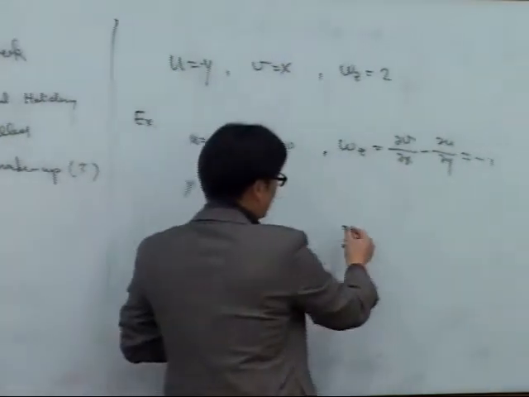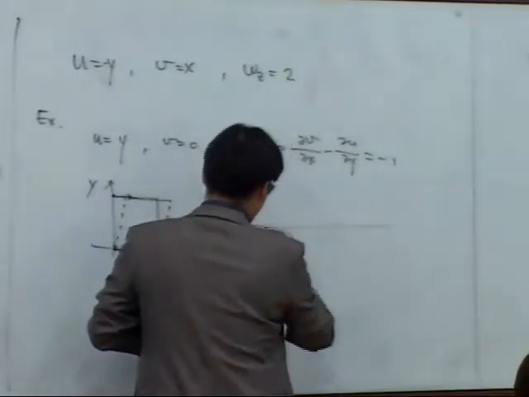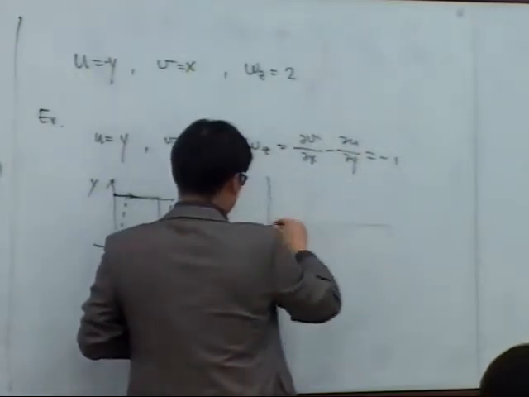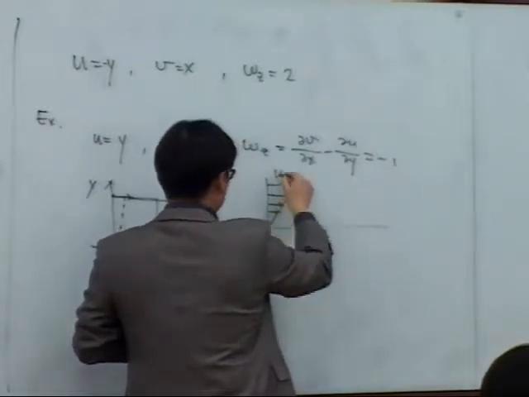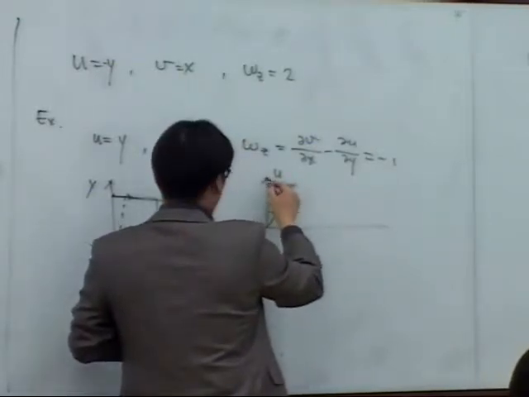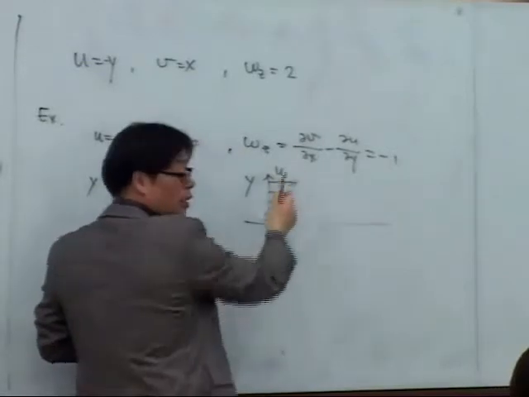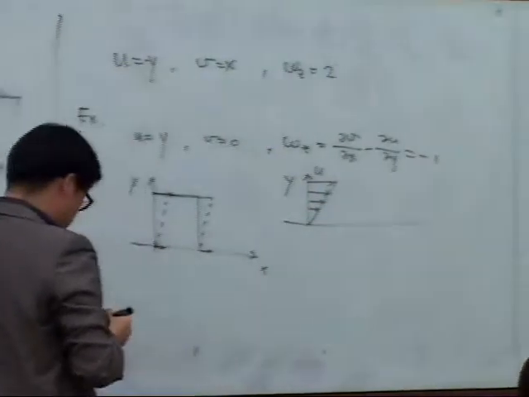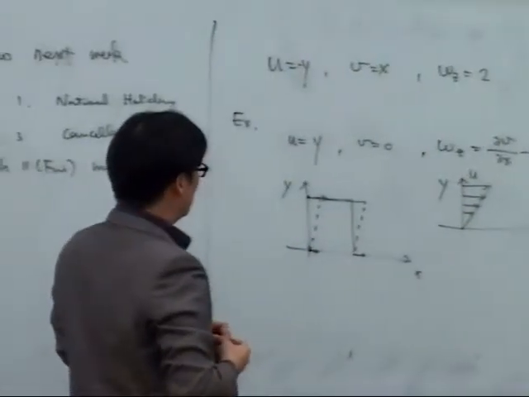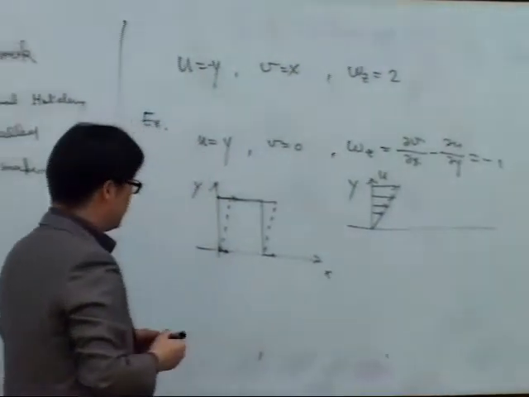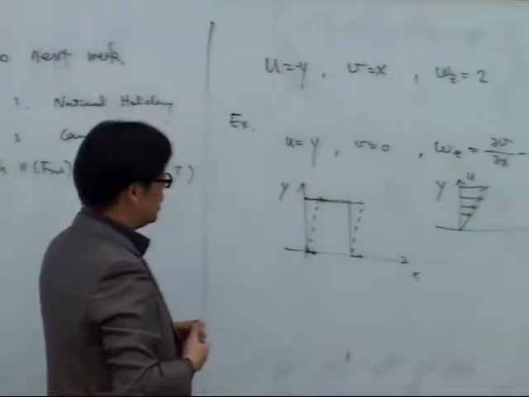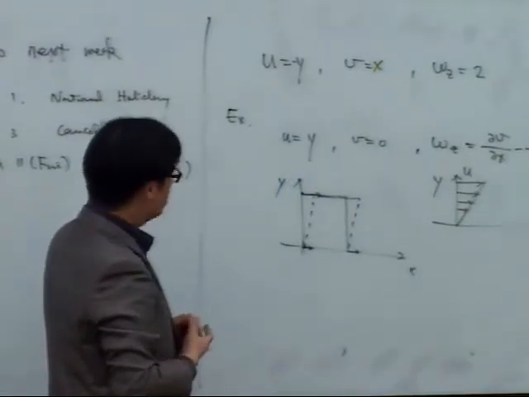But if you look at the velocity field, the velocity field looks like this. So this is u as a function of y. It increases linearly in y. Okay, so this is the velocity field, and then the vorticity is minus 1.